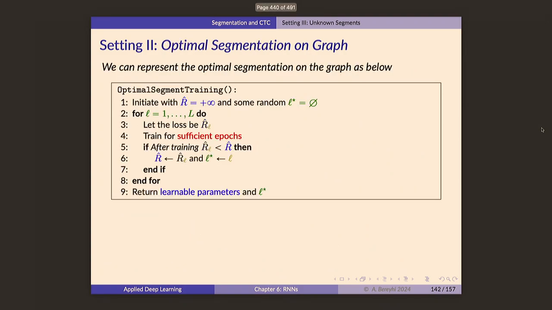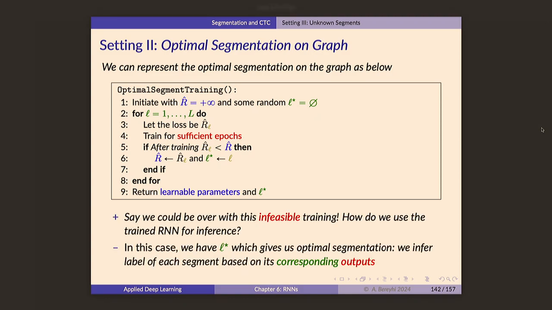So you got the idea how we do the optimal segmentation? Why this is very complicated? You might ask, say we do this training, how are we going to use what we have trained later on to do the inference? With the optimal segmentation, we infer labels of each segment based on its corresponding outputs.